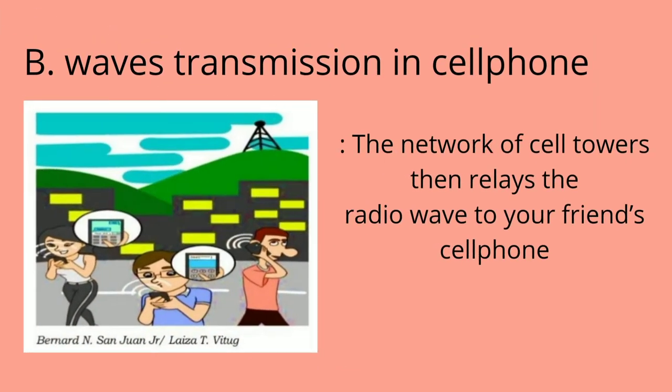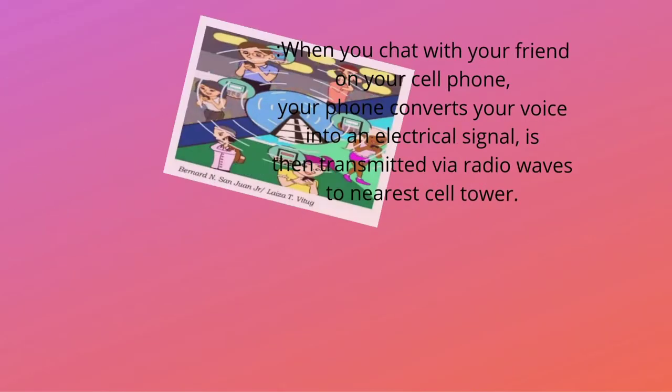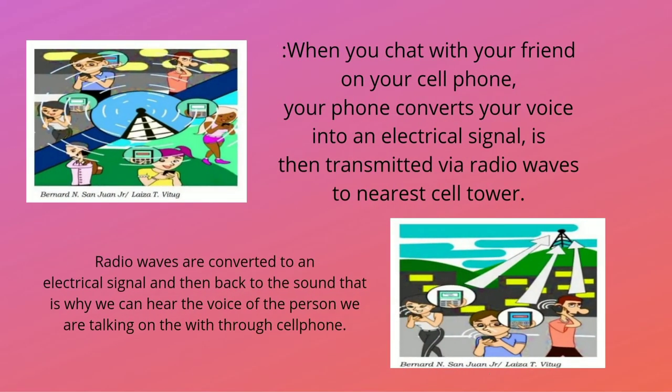B. Wave transmission in cell phone. The network of cell towers relays the radio wave to your friend's cell phone. When you chat with your friend, your phone converts your voice into an electrical signal. It is then transmitted via radio waves to the nearest cell tower. Radio waves are converted to an electrical signal and then back to sound. That is why we can hear the voice of the person we are talking with through the cell phone.